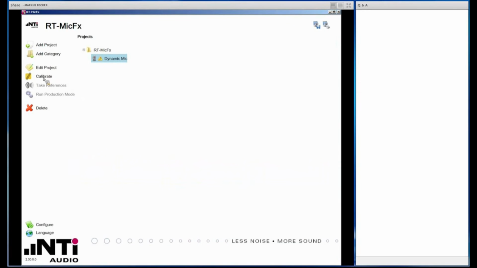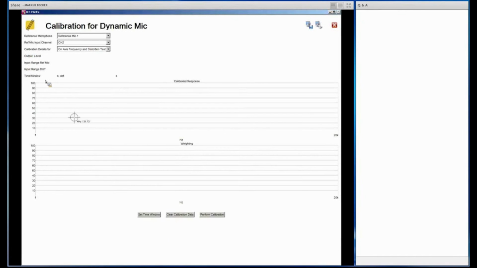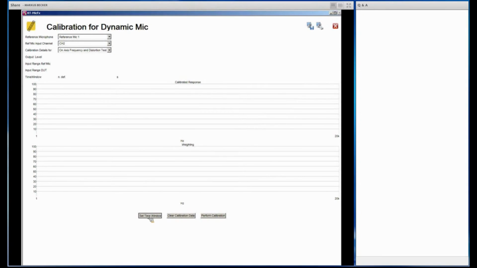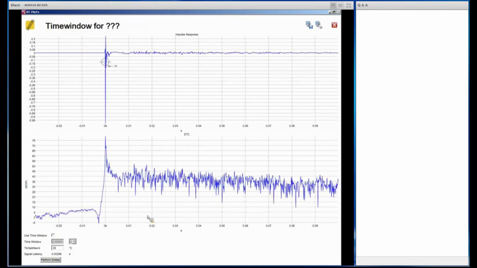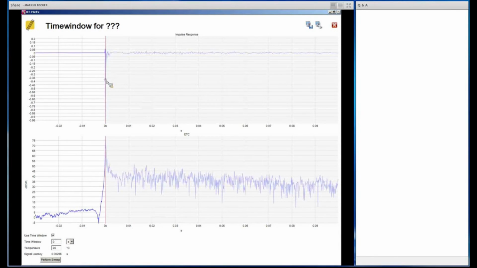Next step would be to calibrate the setup. And the calibration means now this is the equalization. And the equalization or the calibration actually starts with the time window setting. So you see a similar picture as before. We have here the impulse response, down here the ETC, the energy time curve of the incoming signal. I activate now my time window and adjust it to the same value as I have evaluated before, these 7 milliseconds. And now I start the calibration, and I will be silent for a couple of seconds so that you can listen to this procedure.